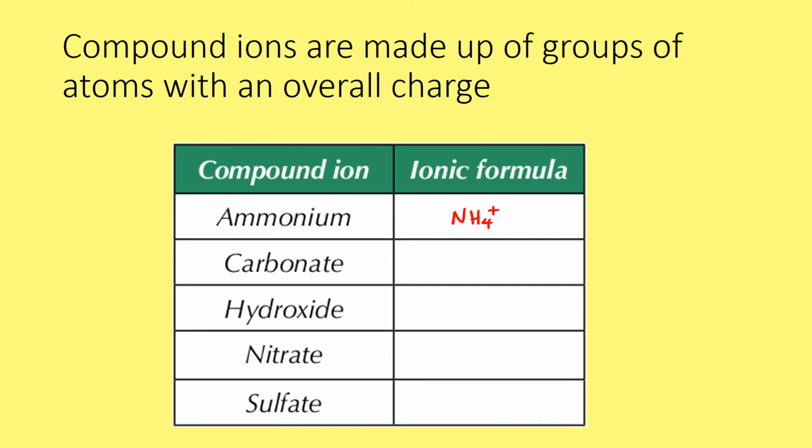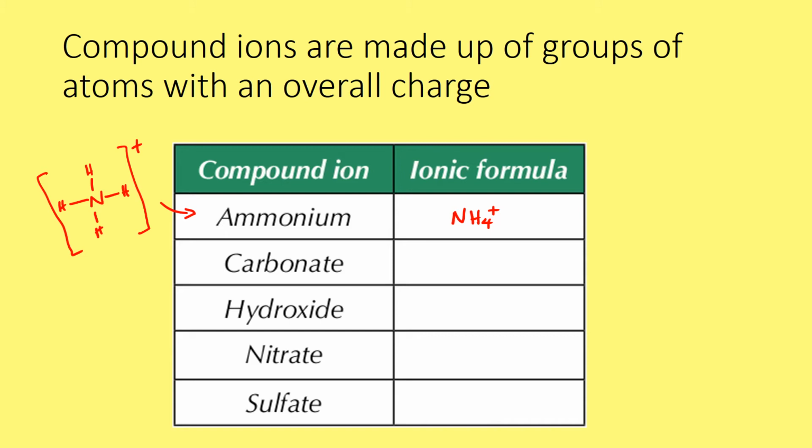So ammonia, as you will probably remember from GCSE, is NH3, so a nitrogen atom bonded covalently to 3 hydrogen atoms, and then when it reacts with an acid, it gains a proton, and that proton is also known as a hydrogen ion, and that proton gives the ammonium molecular ion a +1 charge, and so that's what an ammonium ion looks like.